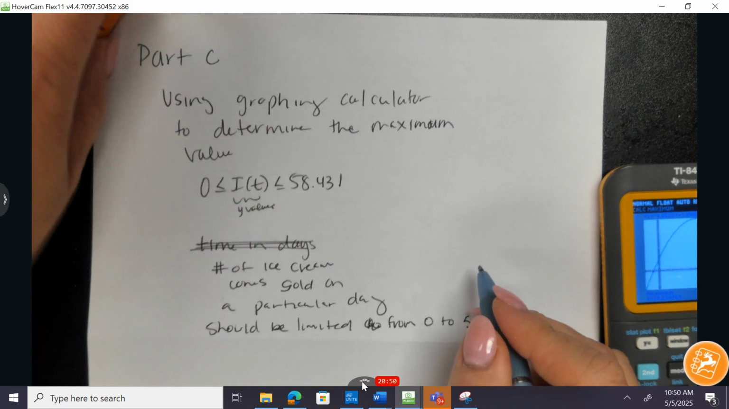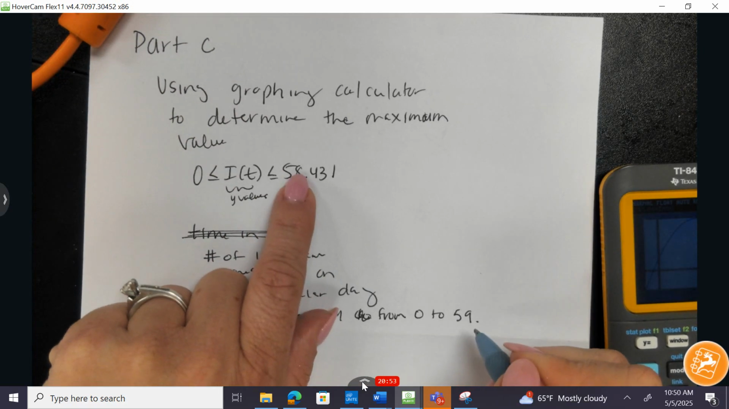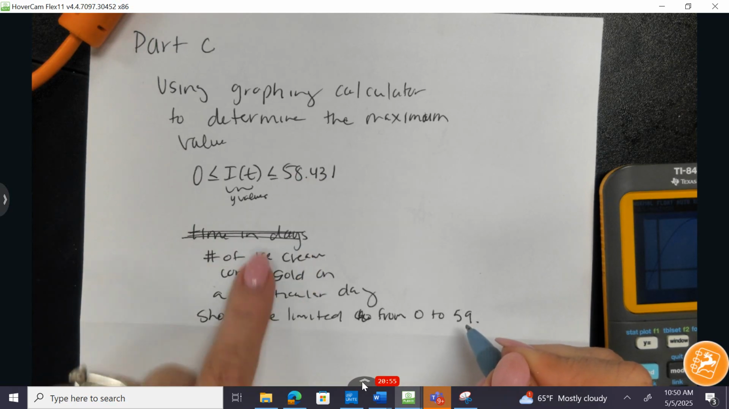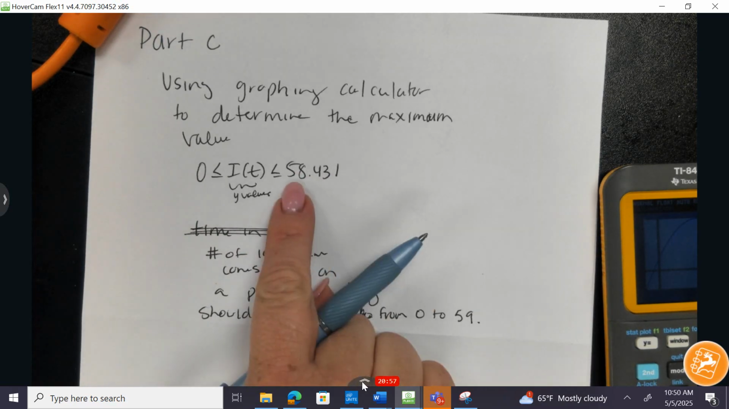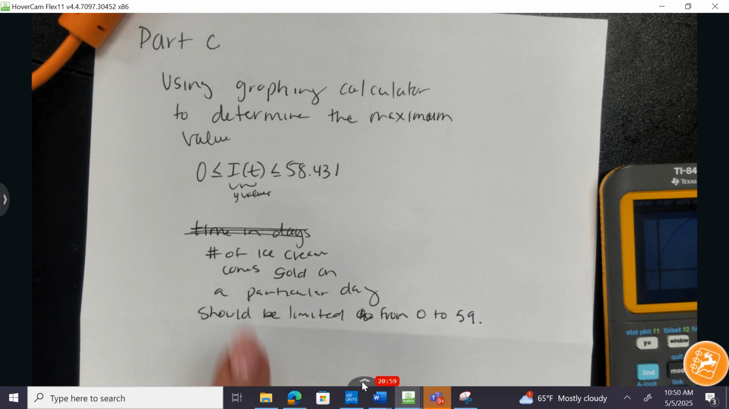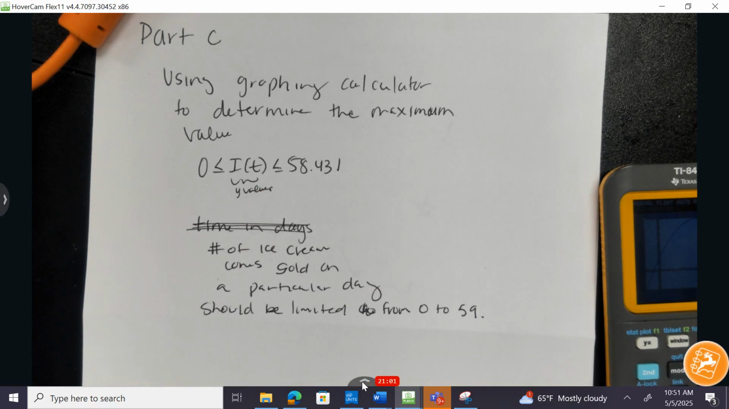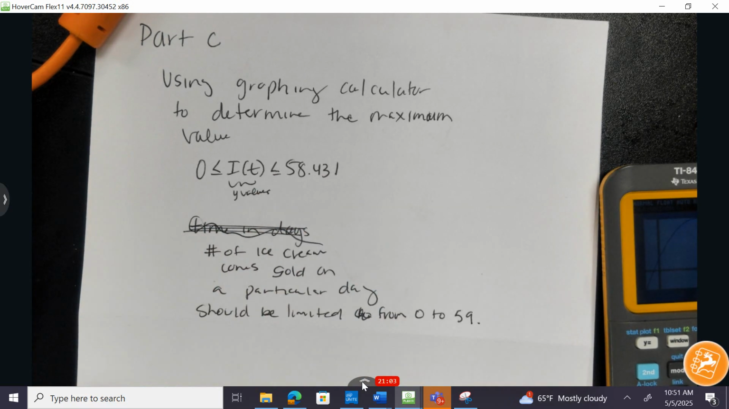I say that because that's a little bit more than 58. If we just say 58, and we're knowing that this is ice cream cones sold, you can't sell 58.4 ice creams, right? You're going to sell 58 or 59. And then this is explaining within the context of the problem.